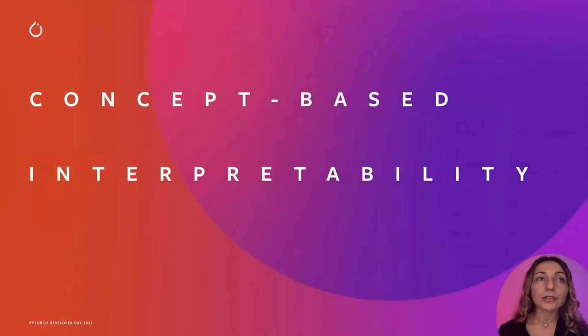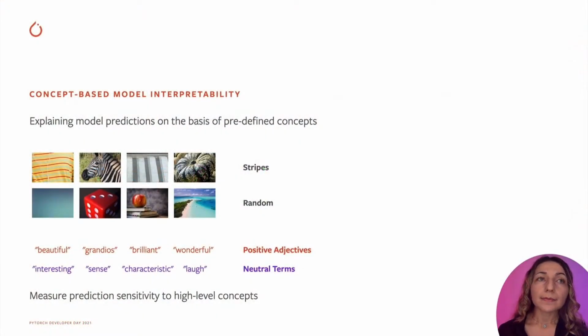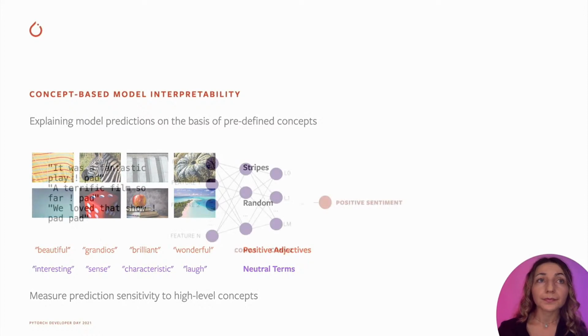Now let's look into another area of the Captum library called concept-based model interpretability. Concept-based model interpretability aims to explain model predictions in terms of abstract predefined concepts. Here we have examples of such concepts. For images, stripes and random images, and for text, it could be, let's say, positive adjectives and neutral terms. We would like to understand how important those concepts are for model prediction.